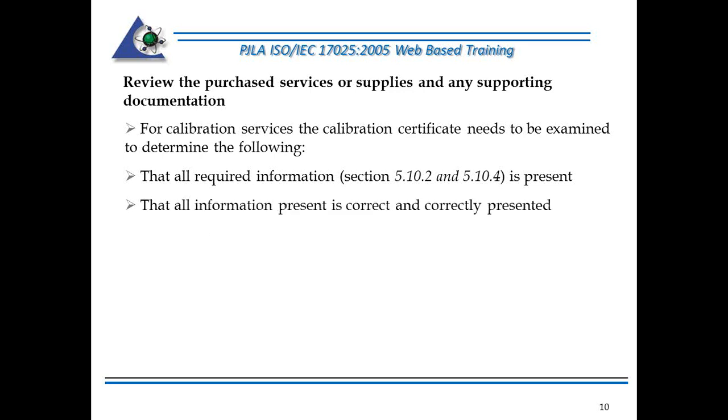You also want to find out that the information present is correct and correctly presented. In other words, you can have information present that is required information, but when you evaluate it, the information that's there is incorrect. Perhaps it's incorrectly stated. Perhaps it's just the wrong information. We'll look at a couple of examples. You want to make sure that there's evidence of traceability, and it needs to be traceability to the SI, not traceability to NIST.